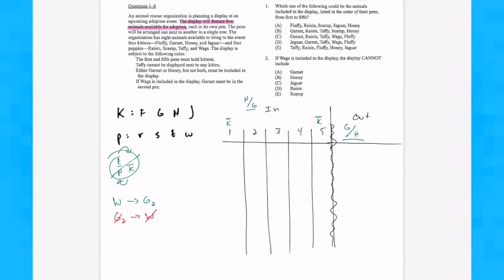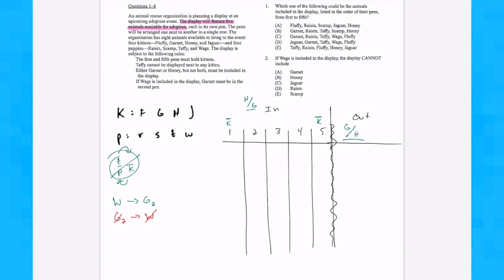That's not quite a block. I was thinking, do we want to put like a WG block or something? But that's not quite true. You could imagine a scenario where G is 3rd, for example, and W is out. So they don't have to be together. Are there any other deductions, though?